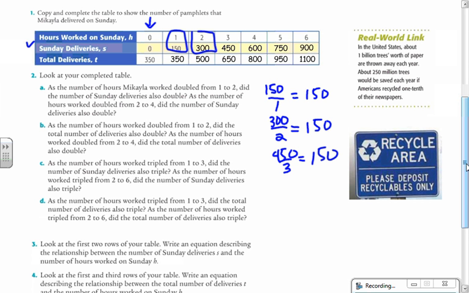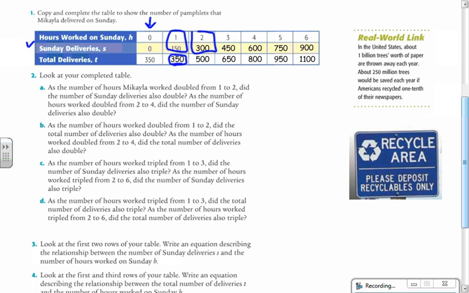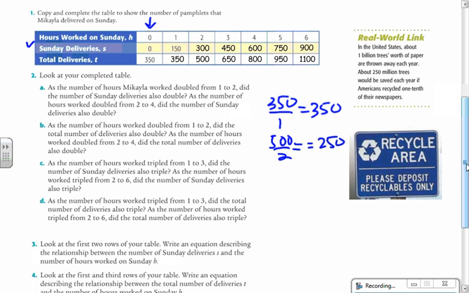Now let's look at the ratios created by the total deliveries. If you look at the total deliveries here, you have 350 on the first hour. So divide that out and get 350. Then you have 500 on the second hour. When you do 500 divided by 2, you get 250. Notice those ratios aren't the same. I don't need to keep checking because the other ratios probably aren't going to be the same either. But when that happens, it's not a direct variation. You don't get constant ratios.